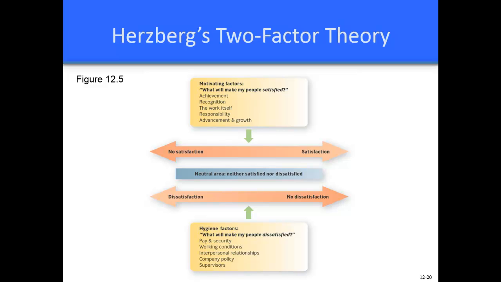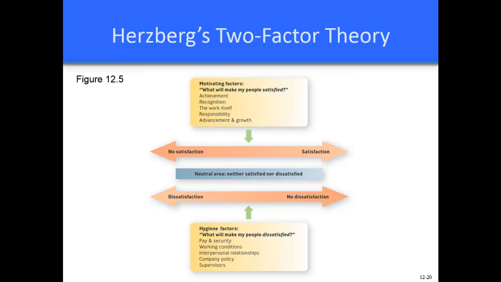Hygiene factors are associated with job dissatisfaction, such as salary, working conditions, interpersonal relationships, and company policy. These affect the job context in which people work. Motivating factors, or simply motivators, are factors associated with job satisfaction, such as achievement, recognition, responsibility, and advancement. These affect the job content or the rewards of work performance. Motivating factors must be instituted to spur superior work performance.